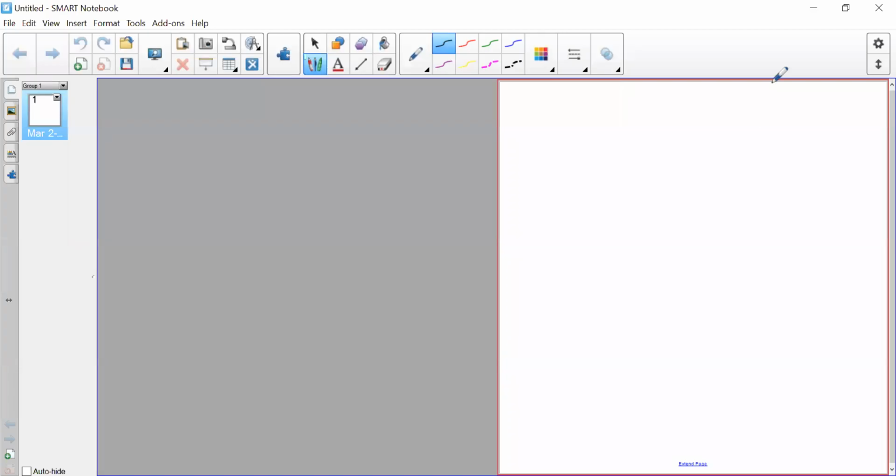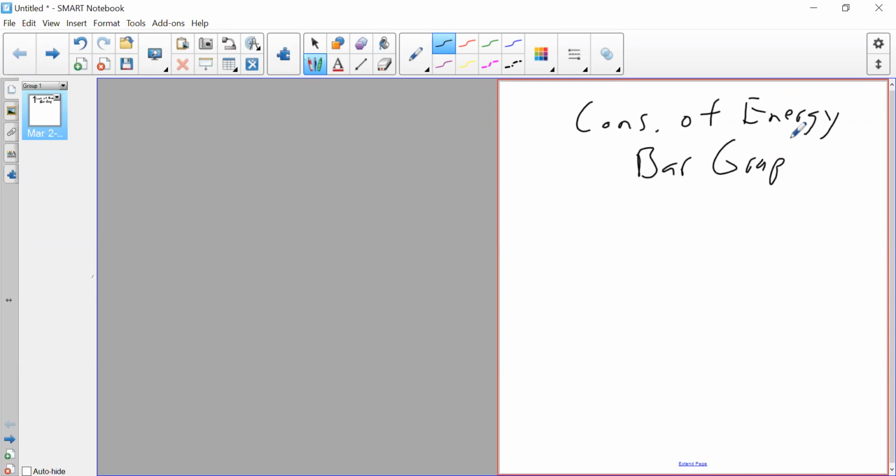So we have this closed system, and we have these three heights. So the conservation of energy bar graph project. Okay, so we're going to find the potential energy at H1. That's our first step.